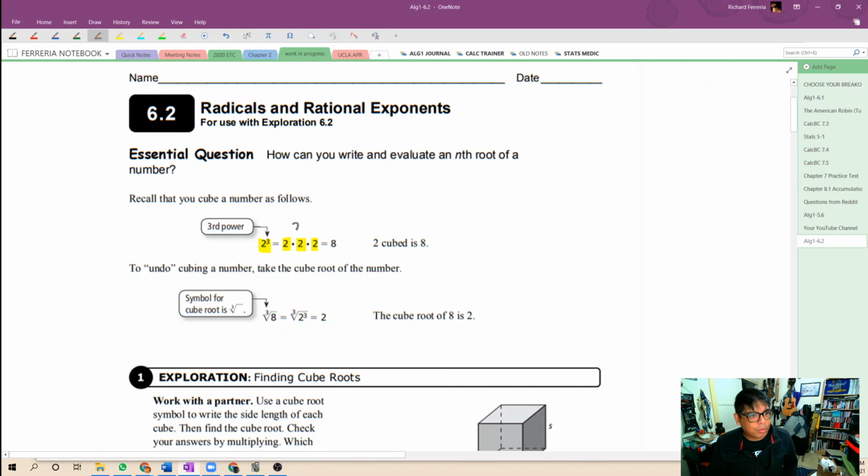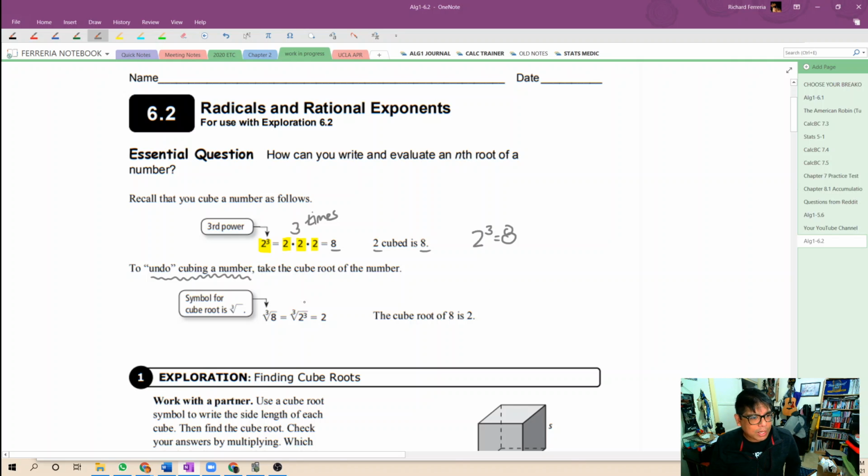So that's 3 times. That's supposed to be the word times. 3 times, so 2 times 2 times 2 is 8, so 2 cubed is equal to 8. Or maybe the way that we'd probably want to see that would be 2 to the third power is equal to 8. Now most of you probably already are familiar with that, but the other way, with the cube root, it says that it undoes cubing a number.